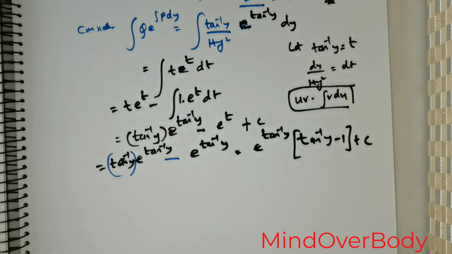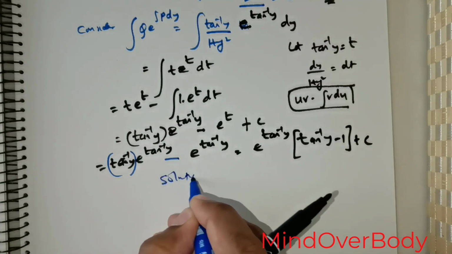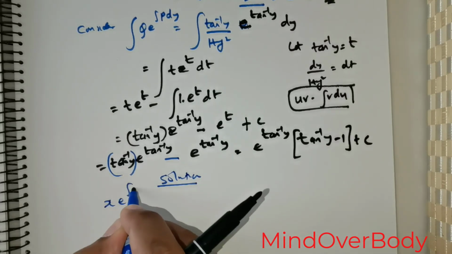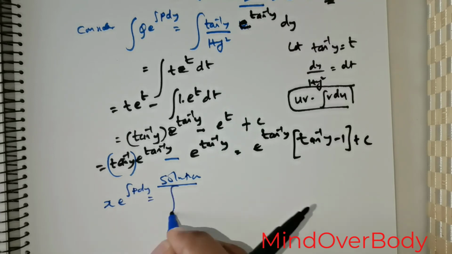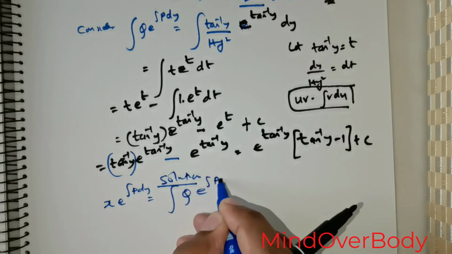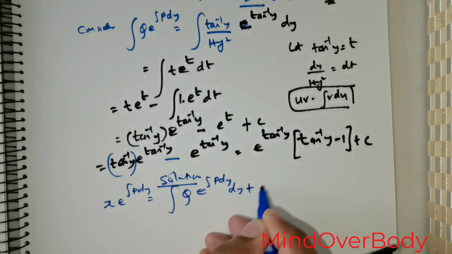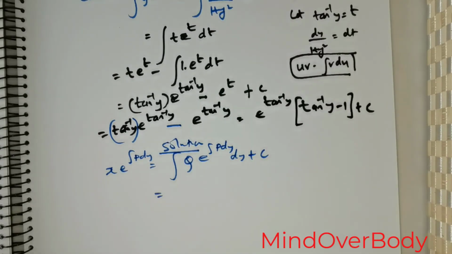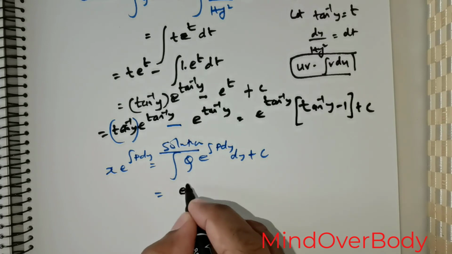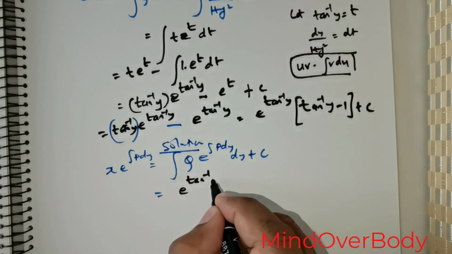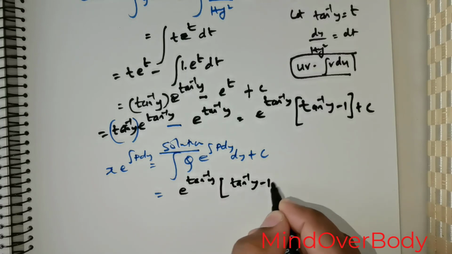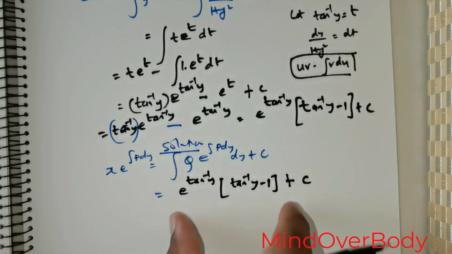Integral q times e raised to the power of integral p dy. So therefore the solution, we need to write the solution, right? So what is the solution? We started with x times e raised to the power of integral p dy is equal to the integral of q times e raised to the power of integral p dy plus constant c. Now I will write the right hand side, which is nothing but e raised to the power of tan inverse of y times tan inverse of y minus 1 plus arbitrary constant c.